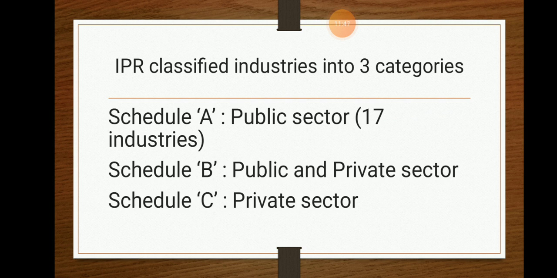So basically 17 industries will come under Schedule A. You might think what kind of industries will come. Maybe defense, the pharmaceutical industry, the medical industry, the heavy machineries and electricity. All these industries come under the public sector, or under the control of the government. And next, under Schedule B, what kinds of industries will come?